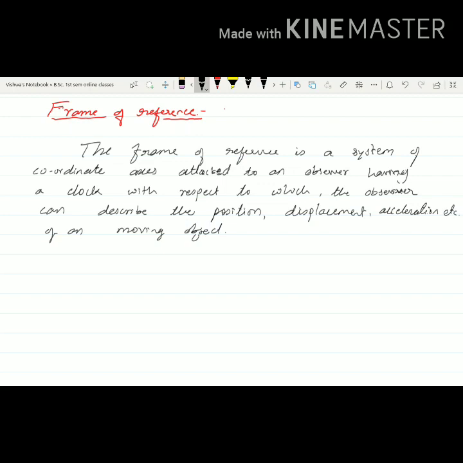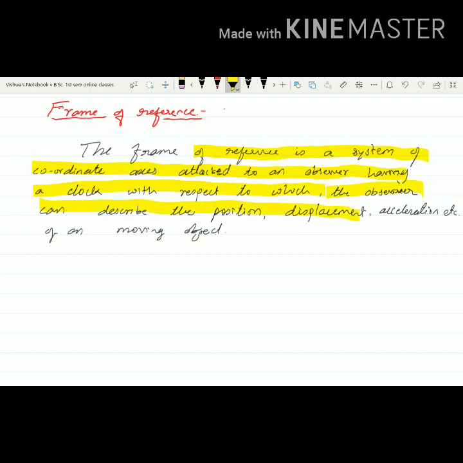A frame of reference is a reference system. It is a reference system of coordinate axes attached to an observer having a clock, with respect to which the observer can describe the position, displacement, acceleration, etc. of a moving object. The meaning is, now I am going to write the position and velocity of a moving object.